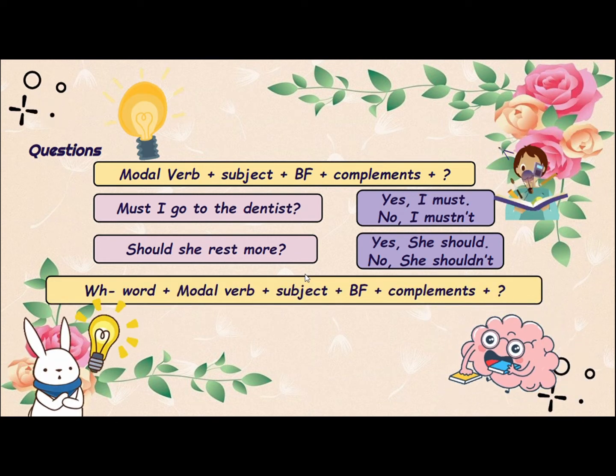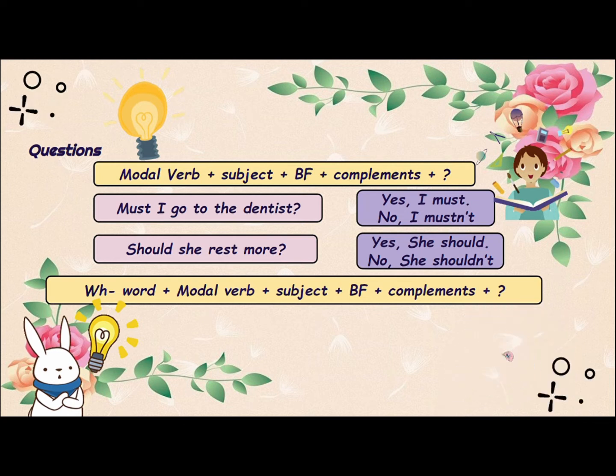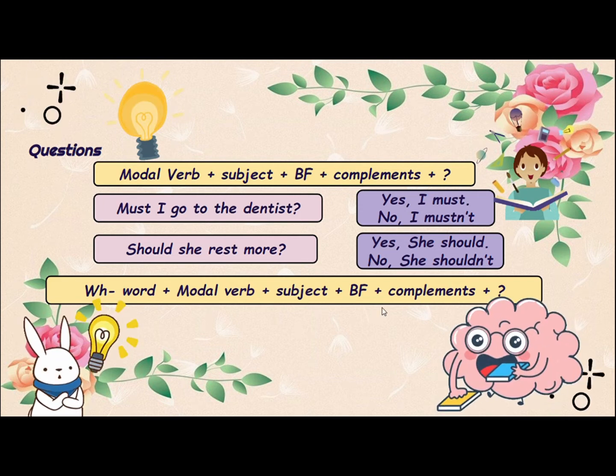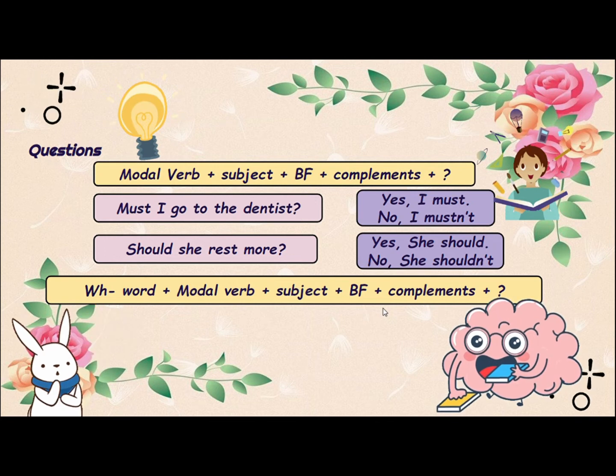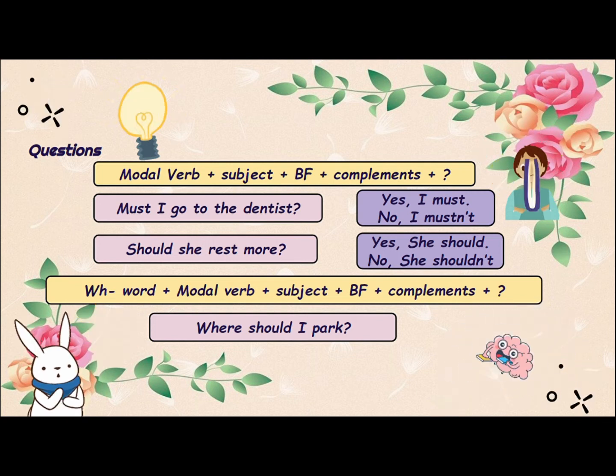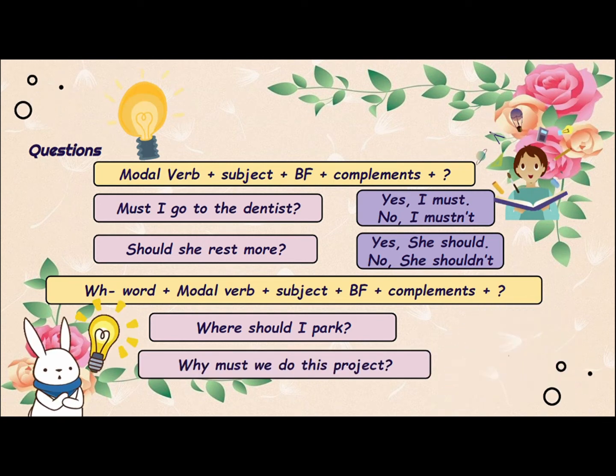For WH questions or information questions, we use this structure. WH word plus modal verb plus subject plus base form of the main verb plus complements plus question mark. For example, where should I park? Why must we do this project?